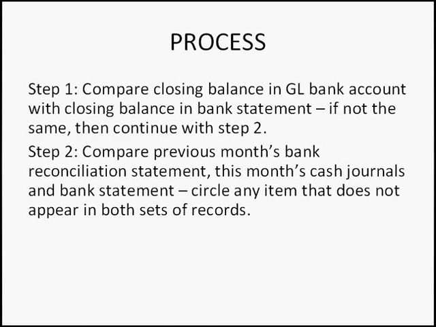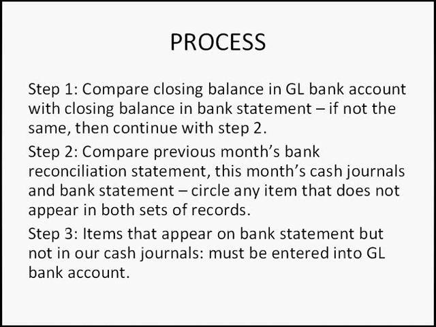So I need to compare that first, and I also need to then look at this current month's cash journals and compare both of those with the bank statement that I received from the bank. And then what I want to do is to circle any item that does not appear in both sets of records.